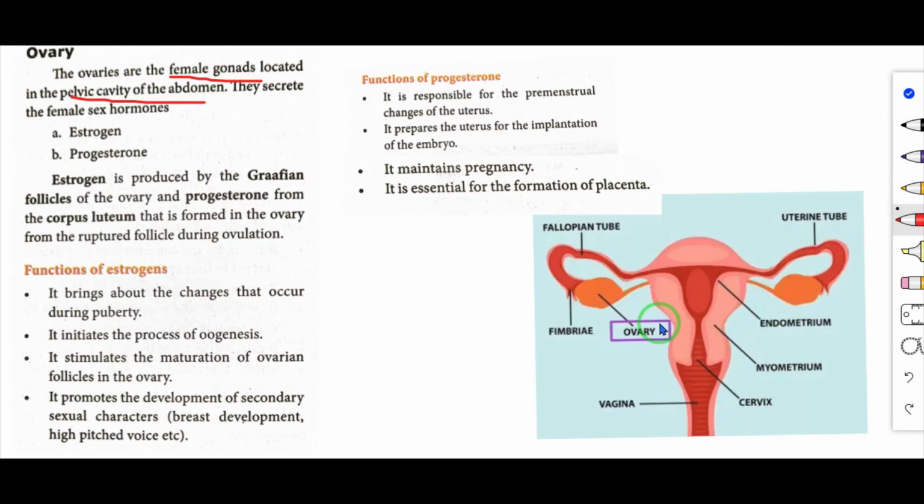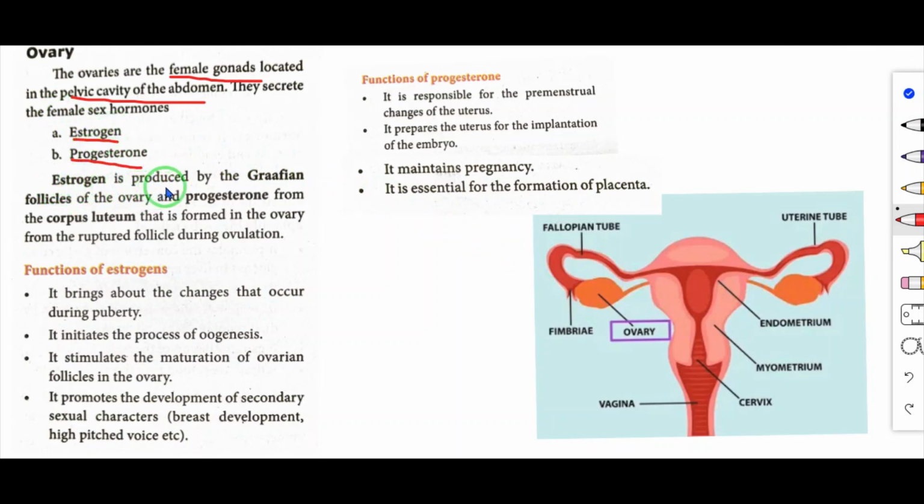These are the ovaries. Then this is the fallopian tube, uterine tube, endometrium, myometrium, cervix, vagina and fimbriae. Now these ovaries secrete the female sex hormones. Two hormones: one is estrogen and another one is progesterone. So the ovaries secrete estrogen and progesterone.